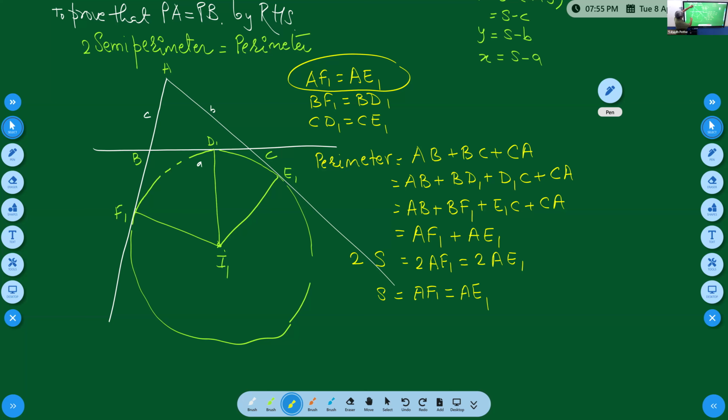Okay, but then I am starting from here and stopping here, out of which if I remove C, then BF1 is S minus C. And BF1 is equal to BD1. If I look at the other side, I start from A, I stop at E1, it is S. AE1 is S. But if I remove B out of it, then CE1 is S minus B. And CE1 is equal to CD1. And if it happens opposite to A, it will happen opposite to B and opposite to C.